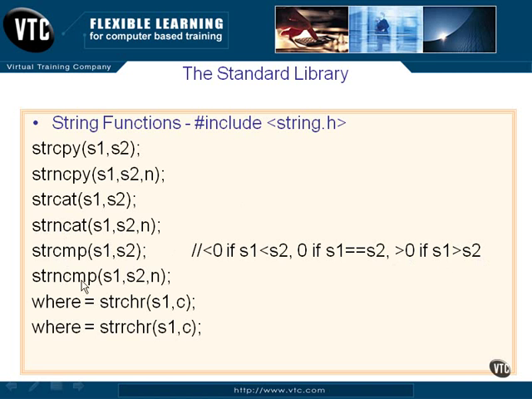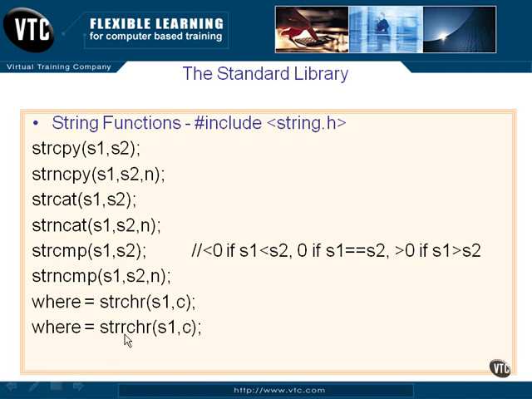String N compare compares these two strings and only goes so many characters into it, delimited by the number here, which is just an integer. Here we're looking for this character. C is a single character, not a string. We are looking for that character someplace within S1, in the length of whatever is there in S1, and we will return a pointer within S1 to that location. So we can look for a letter someplace inside an entire string.